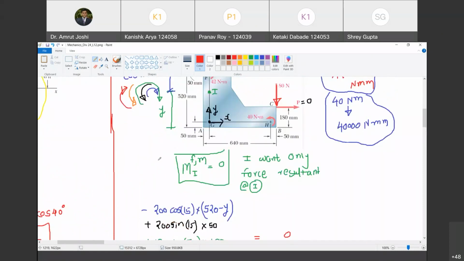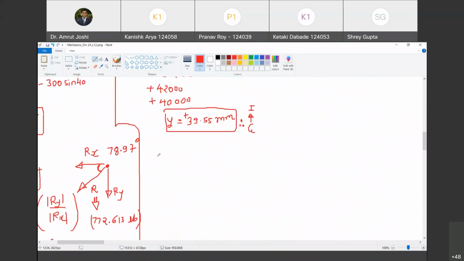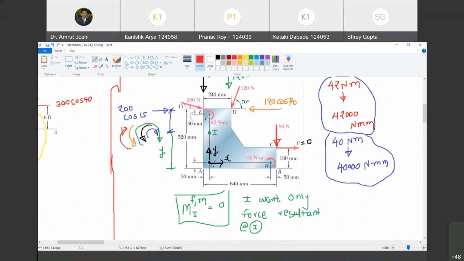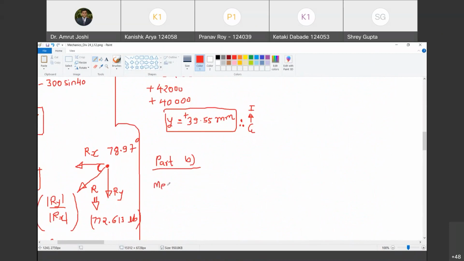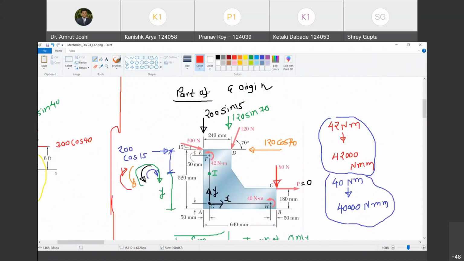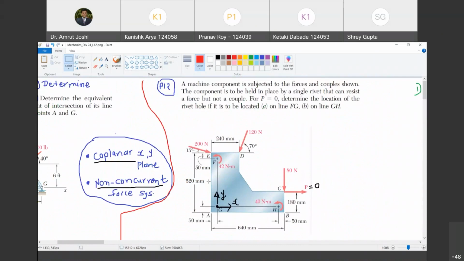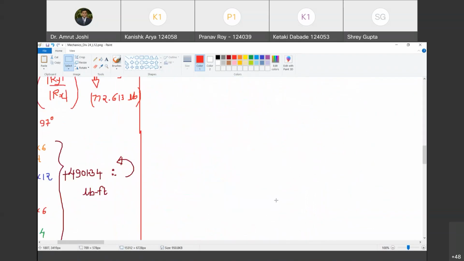So now let us solve the second part by the first method. Are you with me? Yes, sir. So part B is what we are going to solve now, and we are going to solve it by method 1, which is exactly the same as the method explained in part A. Are you with me? Yes, sir. So what are we going to do now? Now instead of assuming the rivet location along line GF, we are going to assume the rivet location along line GH. Are you with me? Yes, sir. So let us do that.